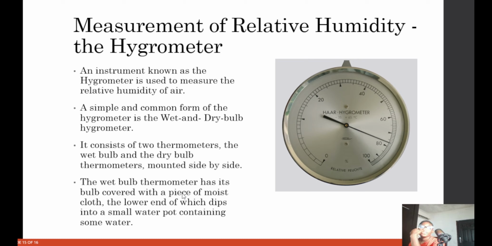Measurement of relative humidity: the hygrometer. This is what we use to measure relative humidity. An instrument known as a hygrometer is used to measure the relative humidity of air.